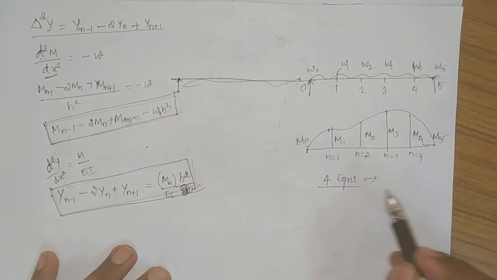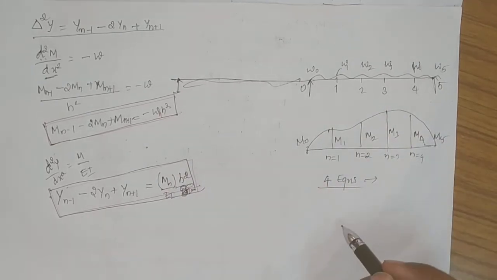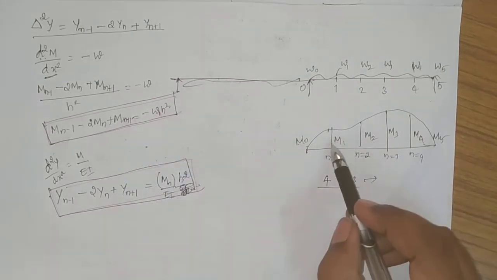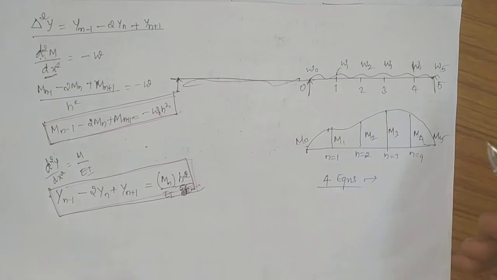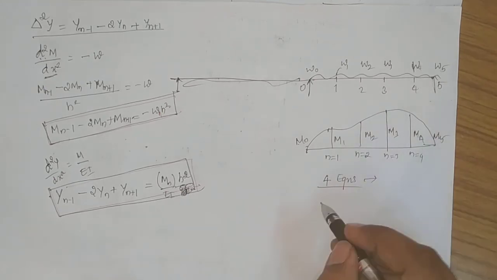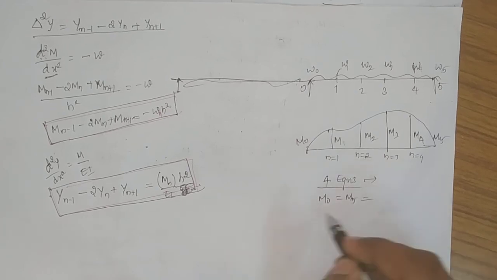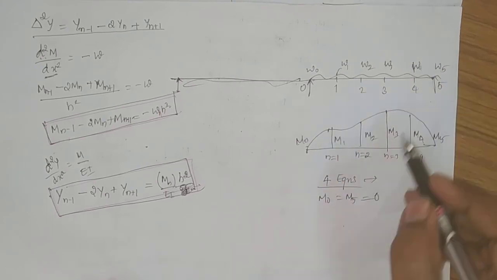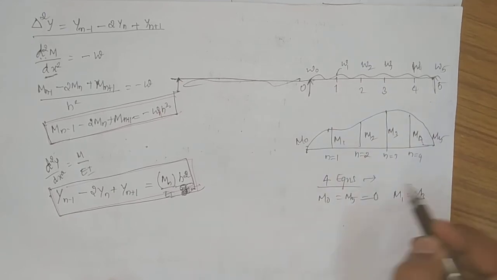But by those 4 equations alone, you cannot solve for all the unknowns, because there will be 4 unknowns, and it is very difficult. Actually, there may be symmetrical diagrams, so there will be some boundary conditions like M0 is equal to M5, which are equal to 0. And you may have some symmetry in the case of UDL, so M1 may be equal to M3, and that kind of boundary conditions will be there.